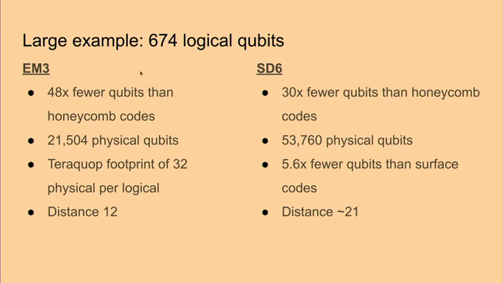For the SD6 noise model, the standard circuit level depolarizing noise model, it flips around, and the Floquet code in this noise model performs a lot worse than the surface code. And so although we outperform the Floquet code by over an order of magnitude, the improvement compared to the surface code in the standard depolarizing noise model is only a factor of 5.6. So it's still a significant improvement, but it's definitely much more promising using the EM3 noise model.